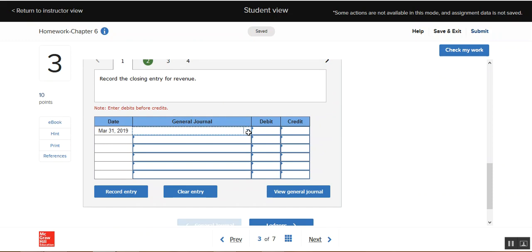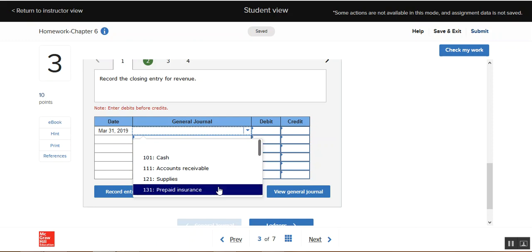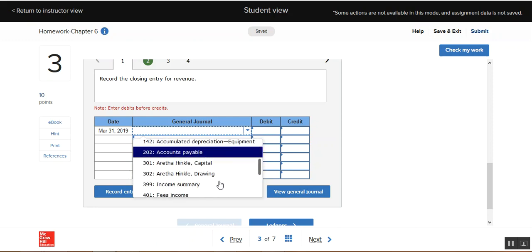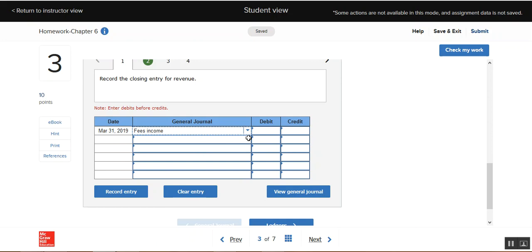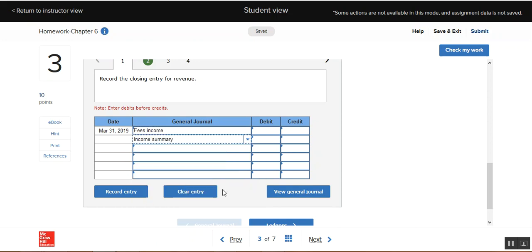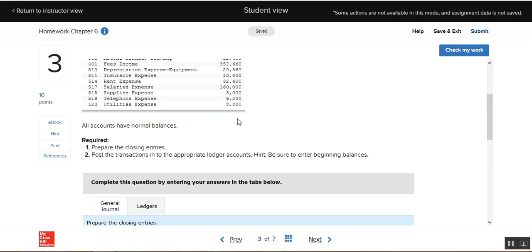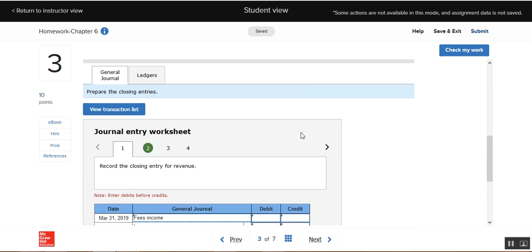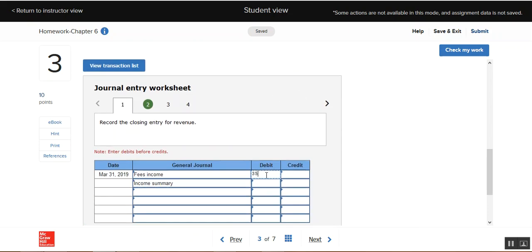So to close our revenue, revenue normally has a credit balance. So to get rid of a credit balance, we're going to do the opposite. We're going to debit it. So that was fees income. And this is where our little funnel account comes in. We're going to credit income summary. We're going to pour that revenue into income summary. And our balance was $357,660. So that's the amount we're going to close out. It's going to come out of our revenue. We're pouring it into income summary. That's all there is to the first step of closing.